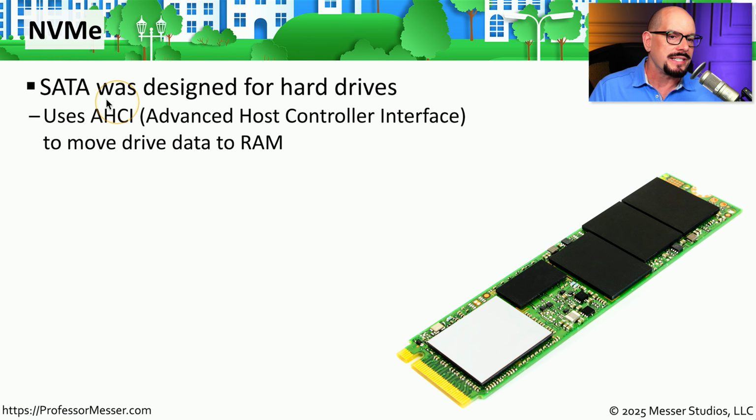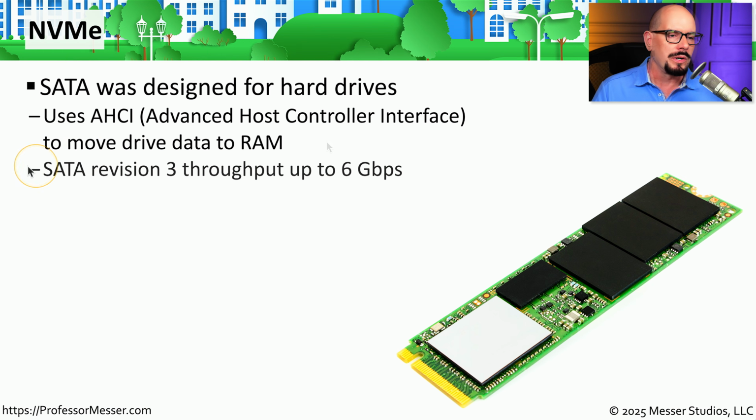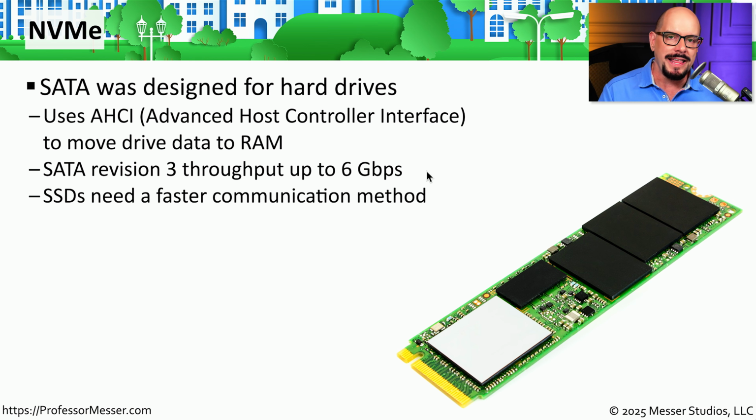If we were to look at the SATA technology that we're currently using for hard drives, it uses a standard called AHCI. This is the Advanced Host Controller Interface. This is the standard used to move data from the drive into memory and back again. If you were to look at SATA Revision 3, it provided throughput for the SATA connection up to 6 gigabits per second. But as we've already seen, that value is much too low to be able to provide the total throughput that we could get from an SSD.